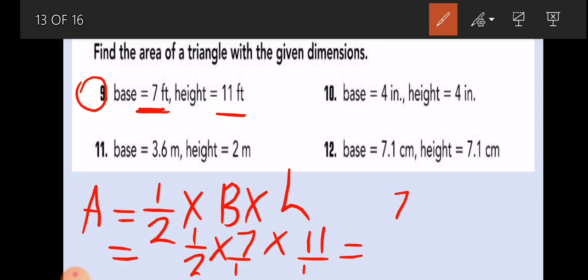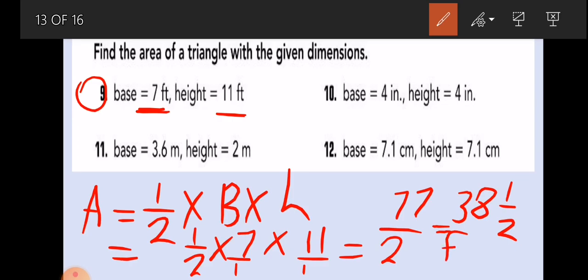Multiply up, you will have 77. Multiply down, you will have 2. So 77 divided by 2 will give you, if you did the division, it will give you 38 and half, because the half of 70 is 35, the half of 3 is 3 and a half, so 38 and a half, and don't forget it's feet squared. If you cannot make this one mentally, it's okay, divide, then you will get the answer.